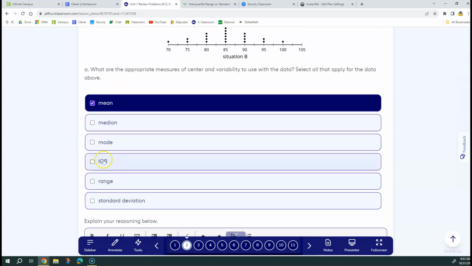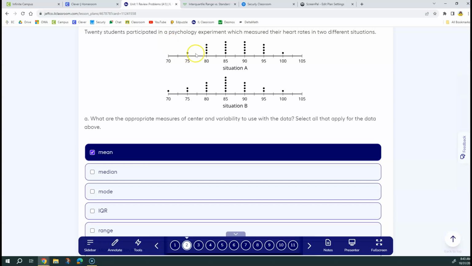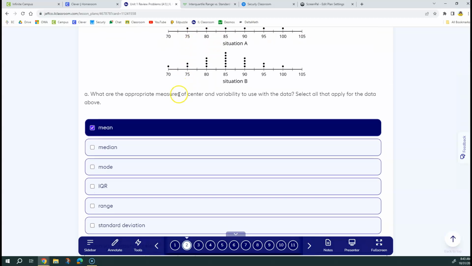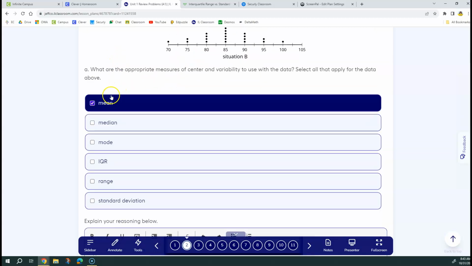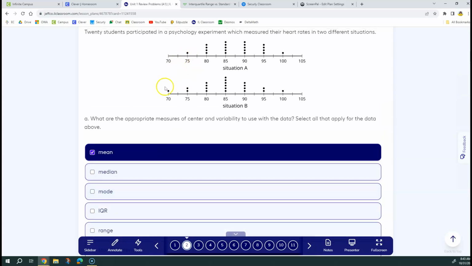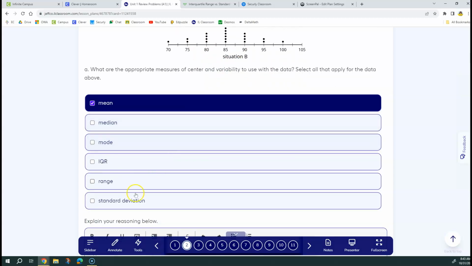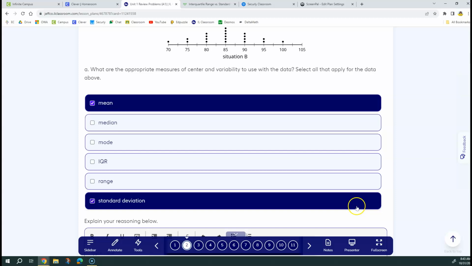For the measure of variability, IQR, range, and standard deviation, if, again, you have a symmetrical spread here, then standard deviation is going to be your best bet. If you had extreme outliers, like in situation A, the lowest heart rate is 75, but let's say you had a really low one at like 40, well, that is going to affect your standard deviation. So the better measure of variability would be the IQR. But since the data is symmetrical, the standard deviation is going to be your best bet.